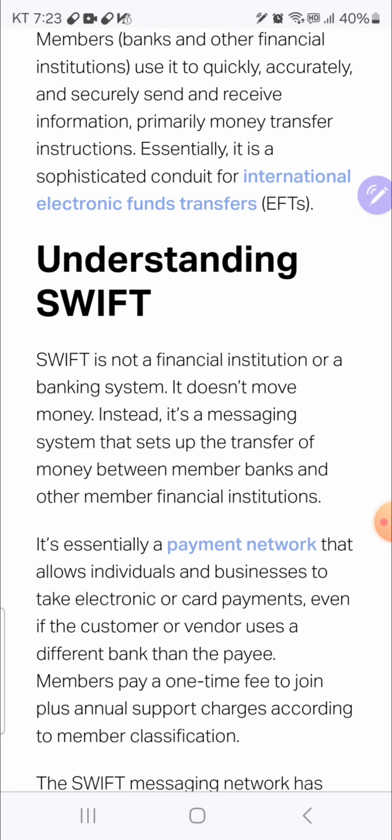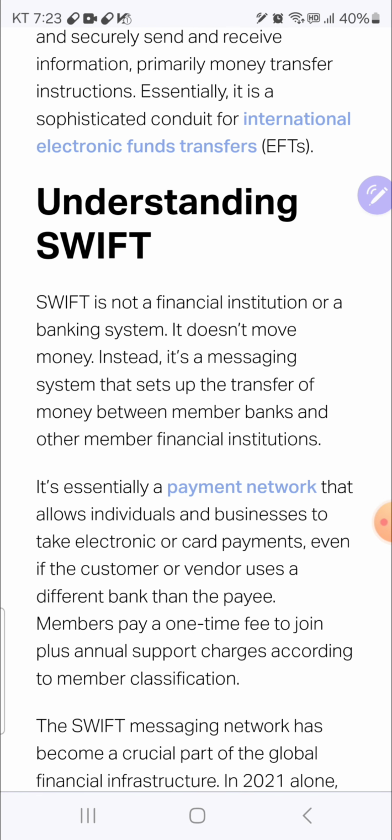Understanding SWIFT. SWIFT is not a financial institution or a banking system. It doesn't move money. Instead, it's a messaging system that sets up the transfer of money between member banks and other member financial institutions. Right.